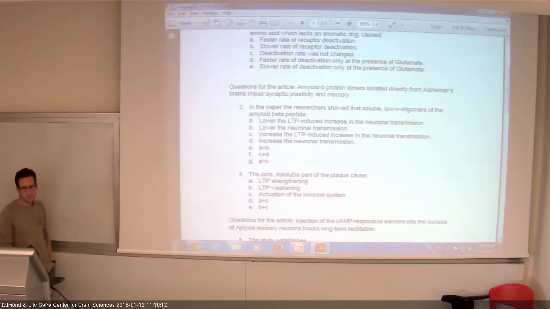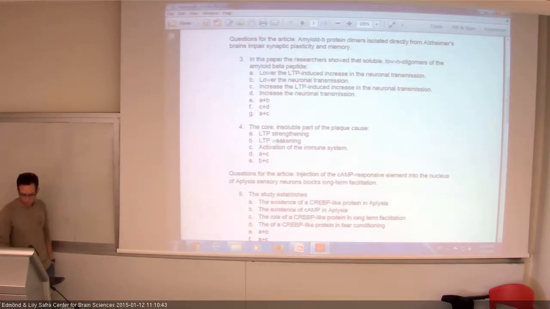Lower the LTP. A little louder? Lower the LTP increase, right. And there is no effect on the neuronal transmission, at least we don't see any in the article itself. I'm not sure if there was any effect in the baseline neuronal transmission there, because whatever they show is percentage of the slope from the baseline slope. If there was any change there, they don't show it anyway. So only A. Lower the LTP increase. Correct.